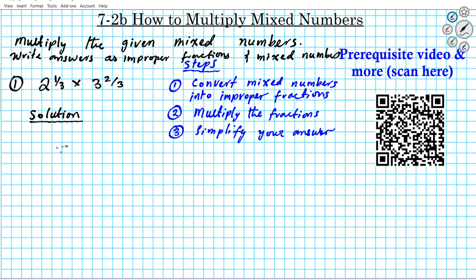All right, so let's do this. So we have 2 1/3 multiplied by 3 2/3. The first thing we're going to do is convert these two mixed numbers into improper fractions. Okay, so let's separate our work. We're going to do that on the side here. We're going to convert to improper fractions.